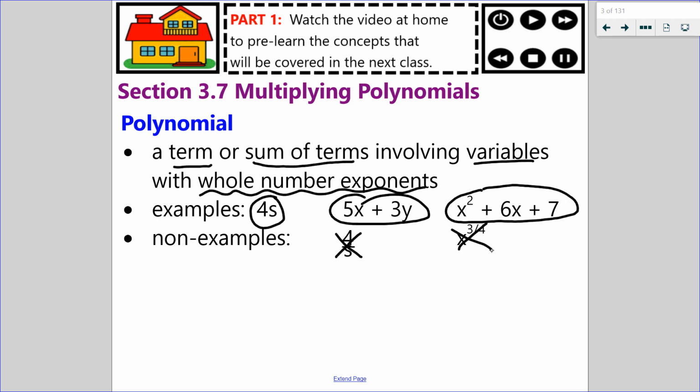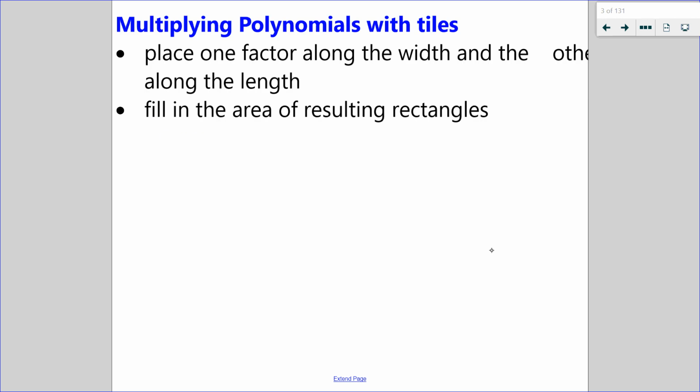Okay, so now that we know what they are, let's look at how we multiply them. I'm going to start with tiles just to illustrate how to multiply, so that we can discover how to multiply them without tiles. To multiply them with tiles, I put one factor along the width, the other along the length. It doesn't matter which way you do them. And then you fill in the resulting area in the middle. So let's look at an example.